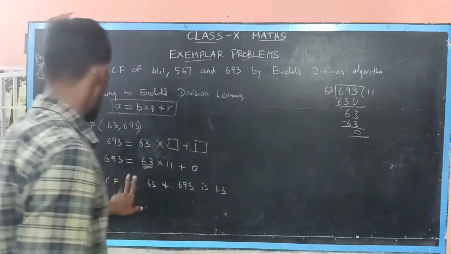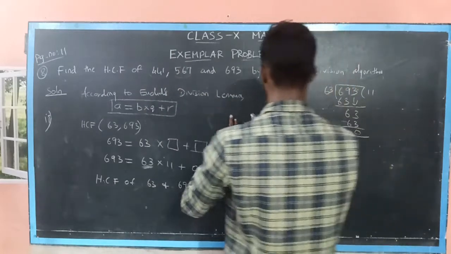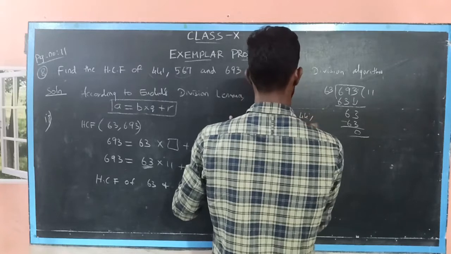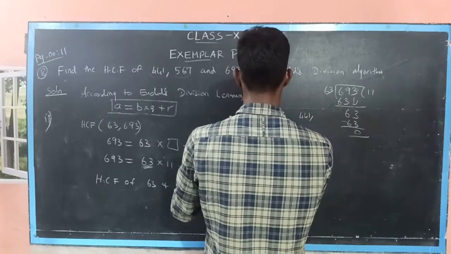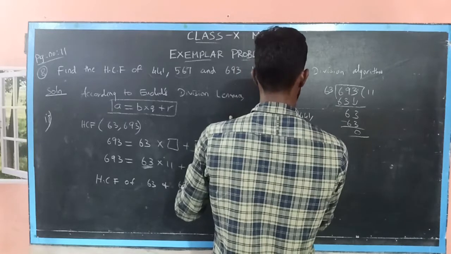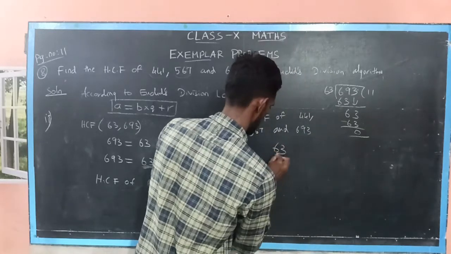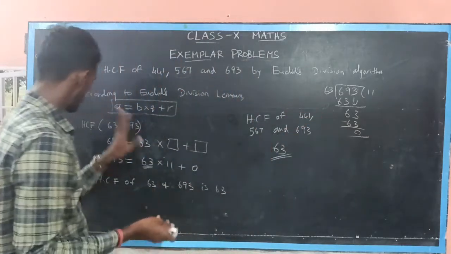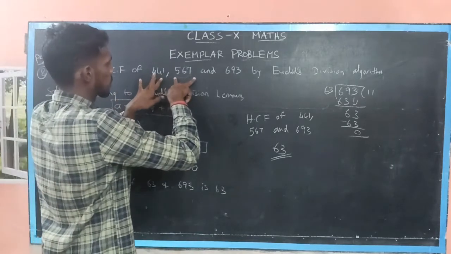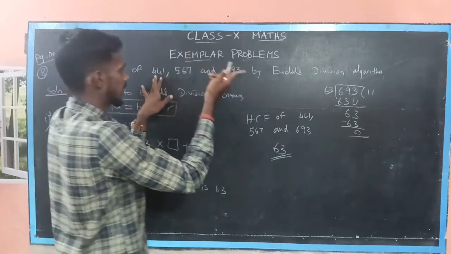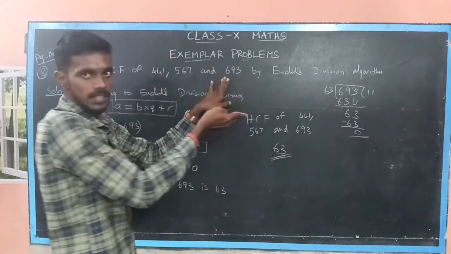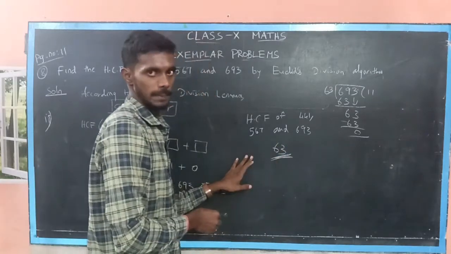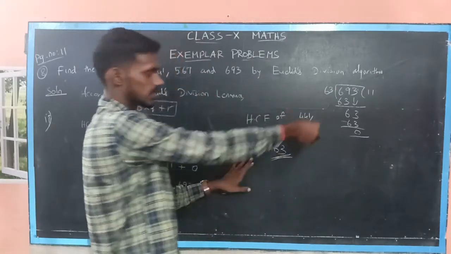So the common HCF between these three numbers 441, 567 and 693 will be 63. It is the highest common factor between these numbers. In the first step, the first two numbers have HCF 63. In the second step, 63 and 693 have the HCF 63. So the combined HCF becomes 63. Okay. So 63 is the HCF of these numbers.